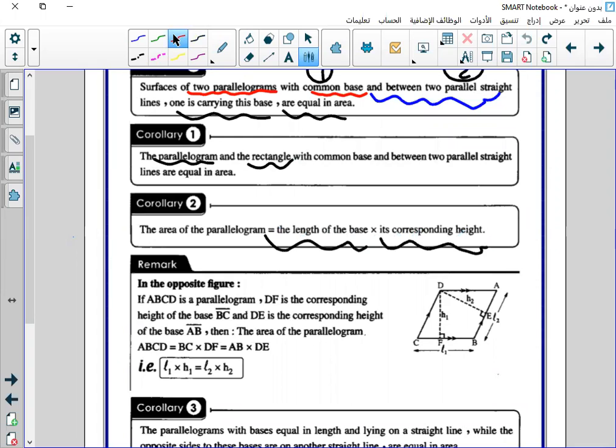What does its corresponding height mean? Look at the opposite figure. The height from the vertex. The height of what? The height that comes from the vertex. Yes, that's right.